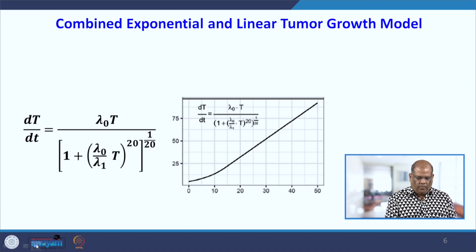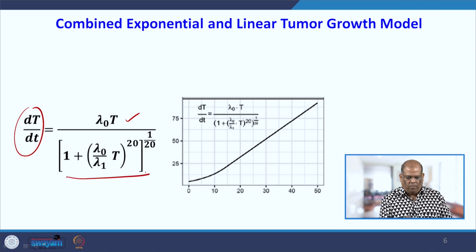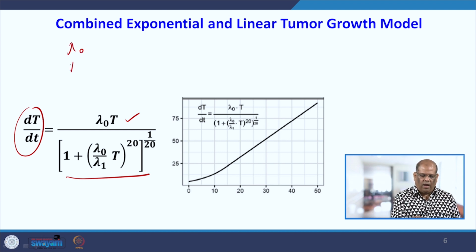So, here the rate of change is given by lambda 0 T divided by (1 plus (lambda 0 by lambda 1) T to the power 20), this whole to the power 1 by 20. The obvious question is what is your lambda 0 and what is your lambda 1. This lambda 0 is the rate that represents the exponential growth, and lambda 1 is the rate that gives the linear growth.